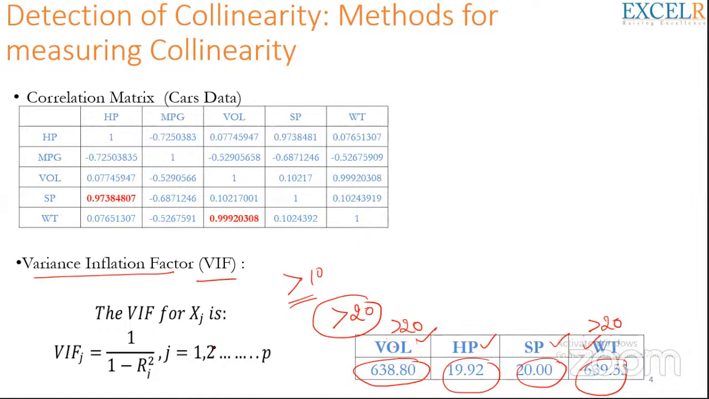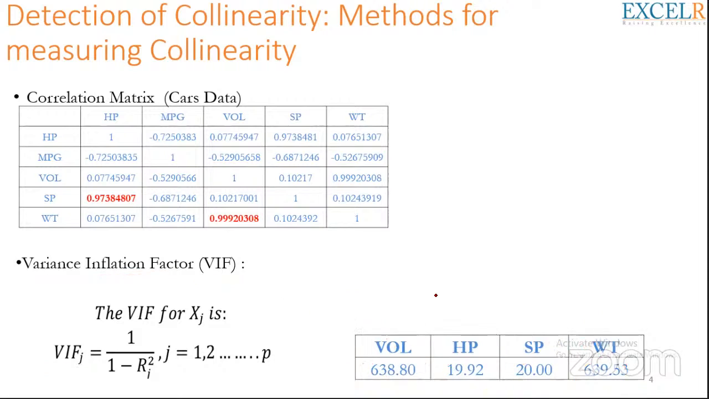Yeah, how do we get that value? Right, the value will get like this. So VIF of 1 by 1 minus R square J, right? So this is the formula. Now let us see how do we get this 638 for this volume. That is what we are going to discuss now.